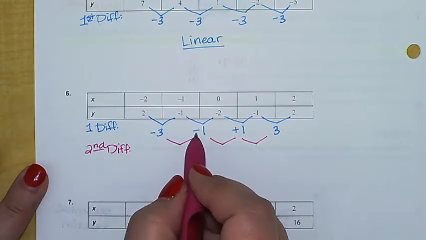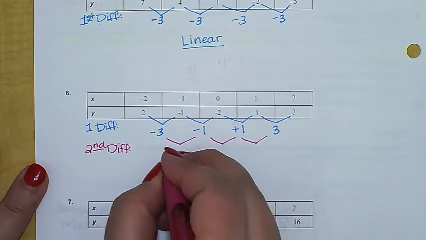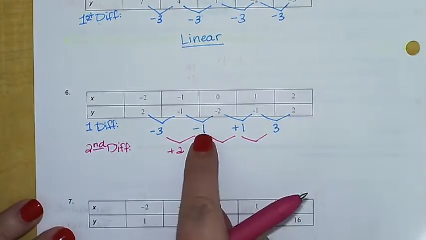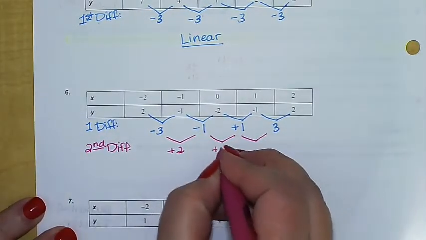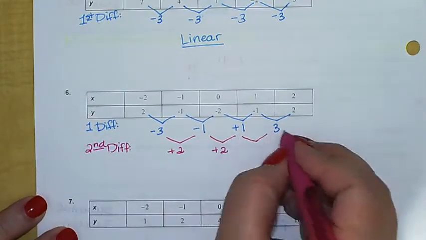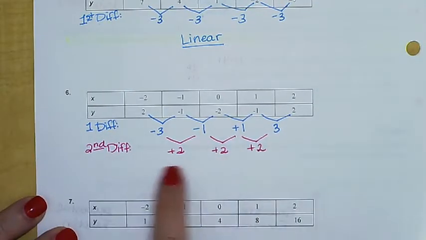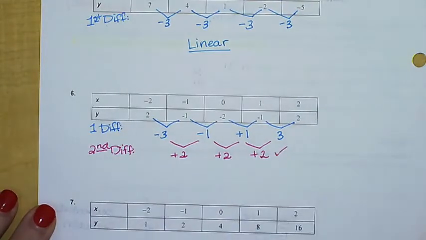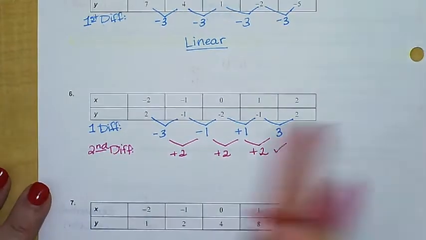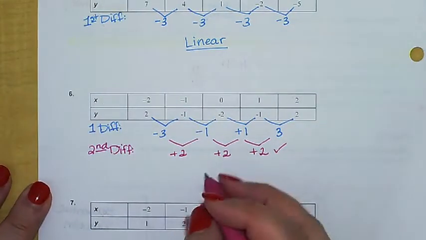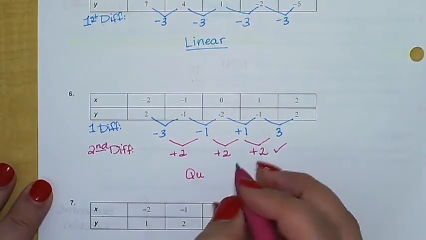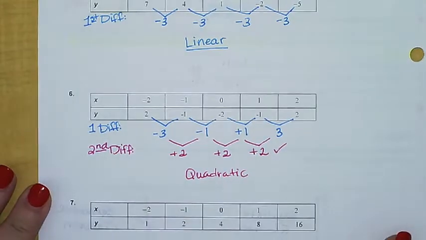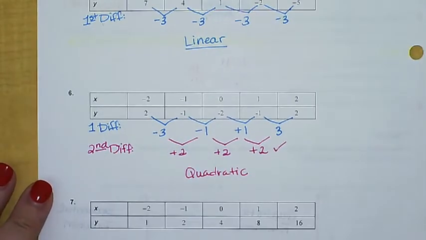So from negative 3 to negative 1, that is actually an increase of 2. Okay. From negative 1 to positive 1, that also increased 2. And from 1 to 3, that increased 2. So there's my second difference, and in this particular problem, the second difference is constant. That does come out with the same constant second difference every time. And that, my friends, is the new information in today's lesson. That is what makes it a quadratic. There you go. That's a quadratic function right there.